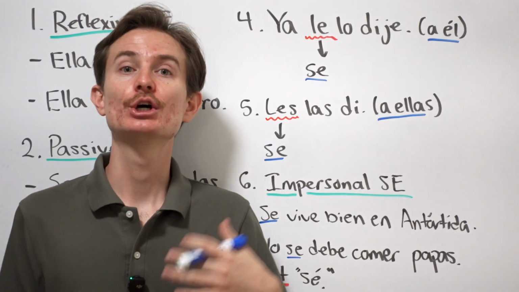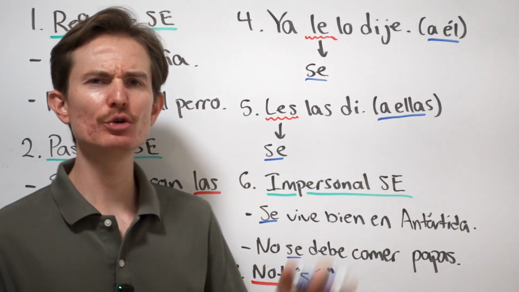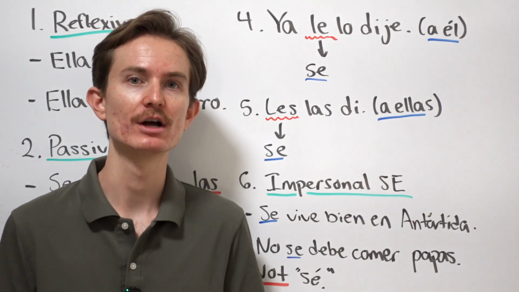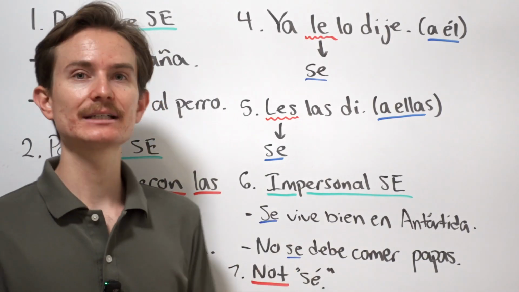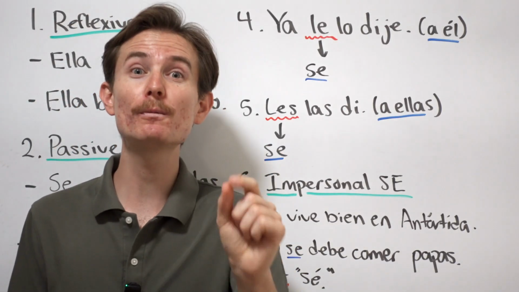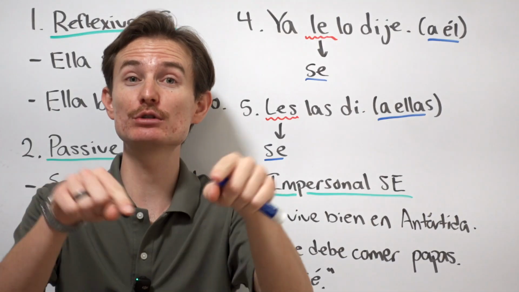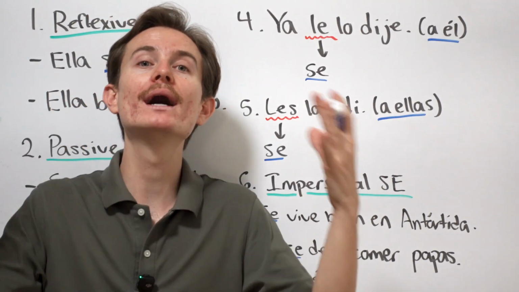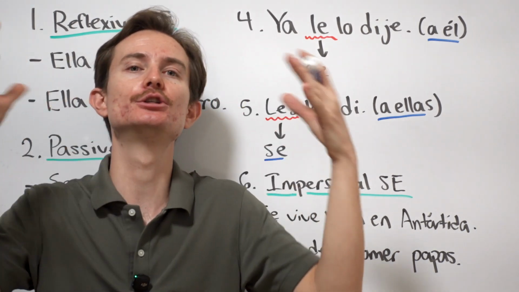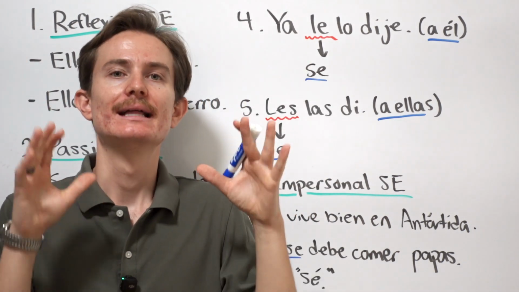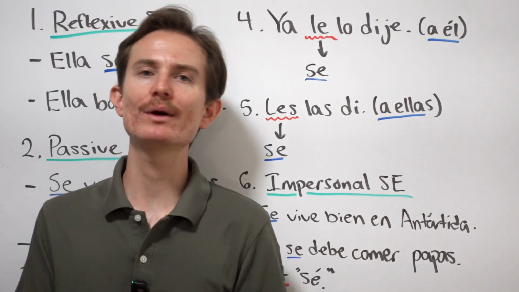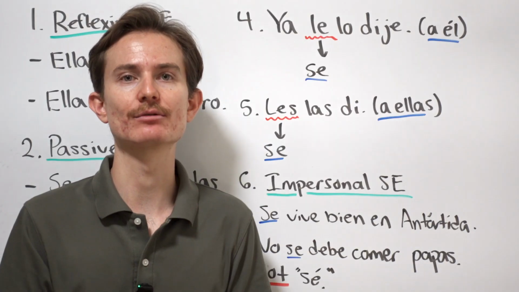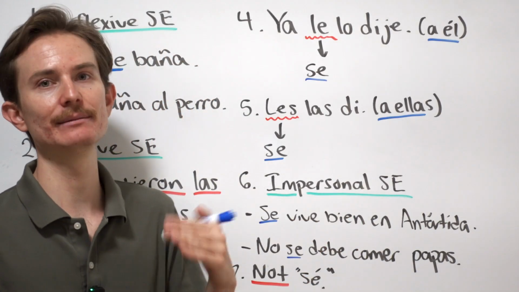Now, in English, I would say you, right? So I could say, oh yeah, you can have a great life in Antarctica, for example. You can have a great life in Mexico, whatever. The idea here is we're not necessarily talking about you specifically, right? Tú vives bien en Antártida. I'm talking about you specifically in that case. Whereas with se vive bien en Antártida means one lives well in Antarctica. People in general live well, okay? So it's very common in English to say, oh yeah, you can have a great life in Antarctica, okay? But what we're really trying to say is that people in general can have a great life in Antarctica. That is what the impersonal se is.